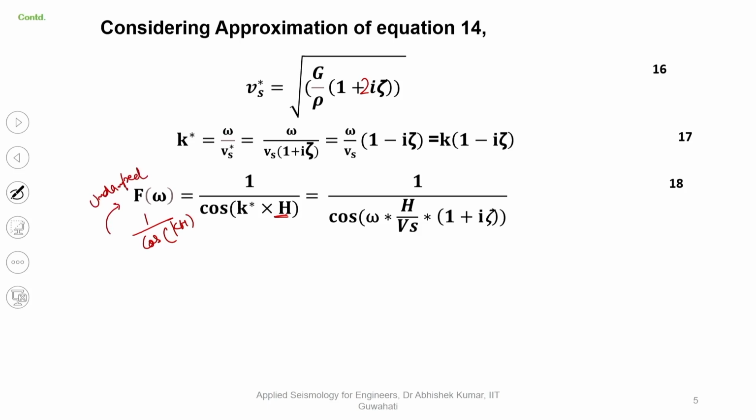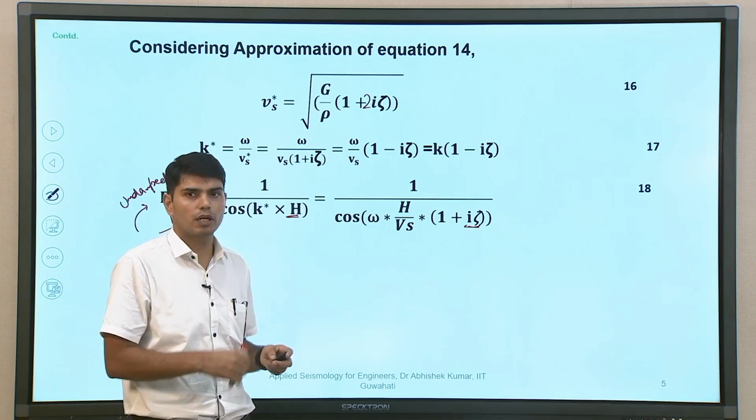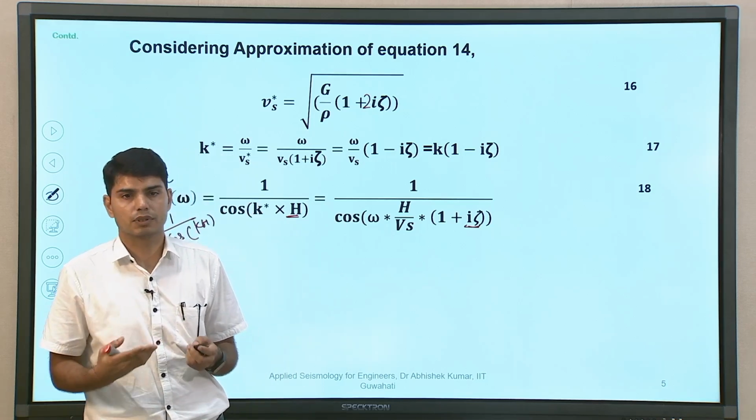In the case of damped soil, you have the complex wave number, that is K star times h, so 1 over cosine of omega times h over V s multiplied by 1 plus i chi. That is going to give you the complex wave number, complex shear velocity, and subsequently how the transfer function value is modified with respect to the undamped case. So the procedure remains the same, but you bring into account the value of the damping ratio at every step, whether you are talking about complex shear velocity, complex wave number, complex shear modulus, or similarly the transfer function.